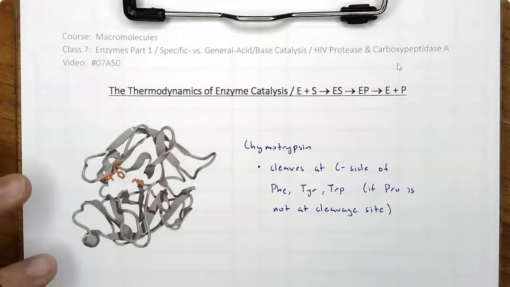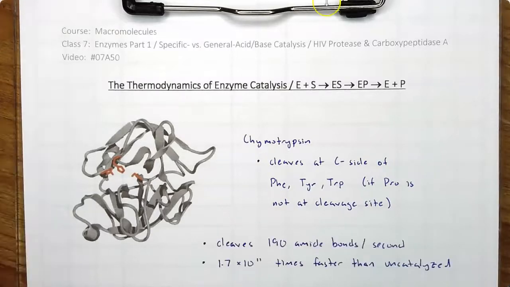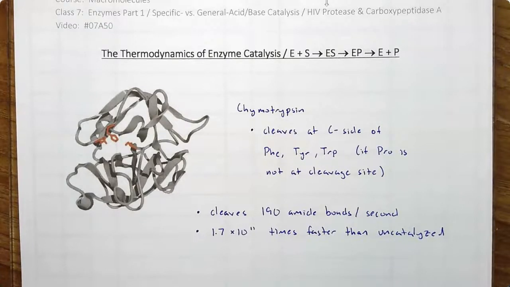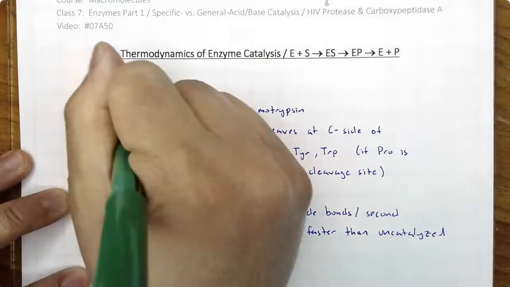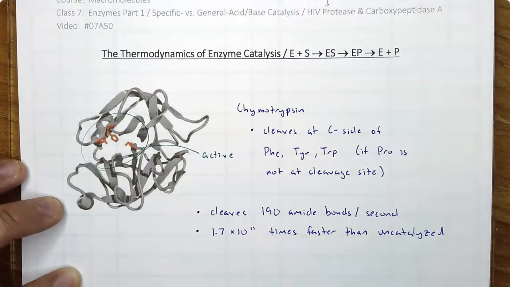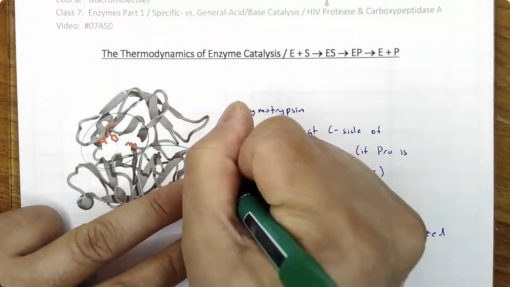Now let me jot down a couple of other notes concerning its catalysis. Chymotrypsin cleaves 190 amide bonds per second, super fast, and that is 1.7 times 10 to 11 times faster than the uncatalyzed cleavage at these amino acid residues. The last thing I want to say about chymotrypsin is that in the active site we have three amino acids that are very important for the catalysis. It happens to be histidine, serine, and aspartic acid.